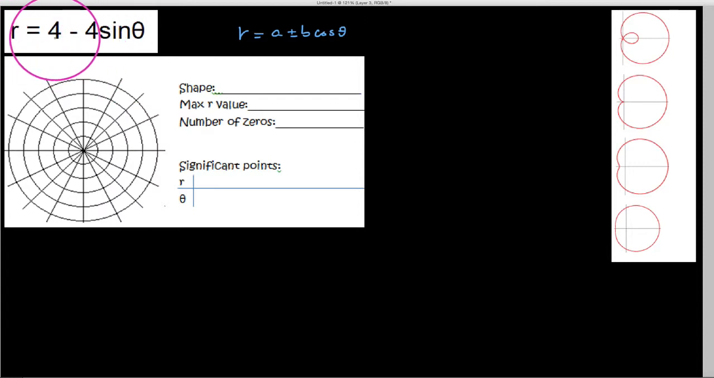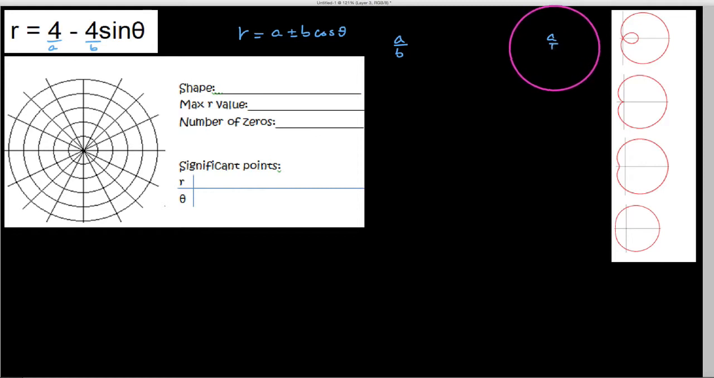So in this case, we have r equals 4 minus 4 sine theta. Let's try to conclude as much as we can about this, starting with the fact that our a value is 4, and our b value, just because it's got a negative in front, doesn't matter here, we're going to say is 4. So in this case, a over b is what we're really checking.